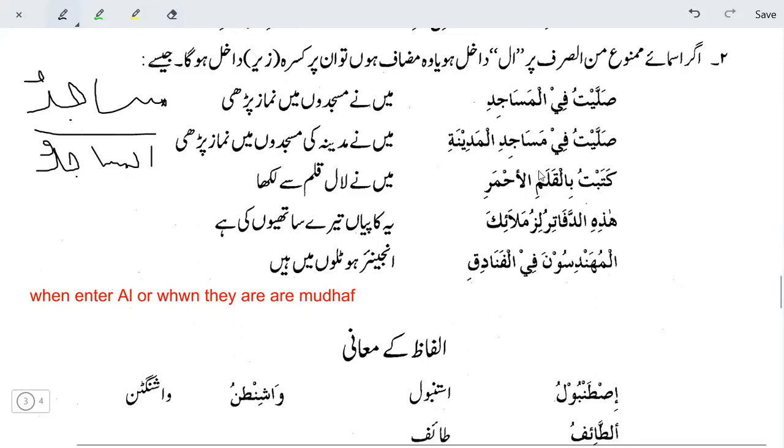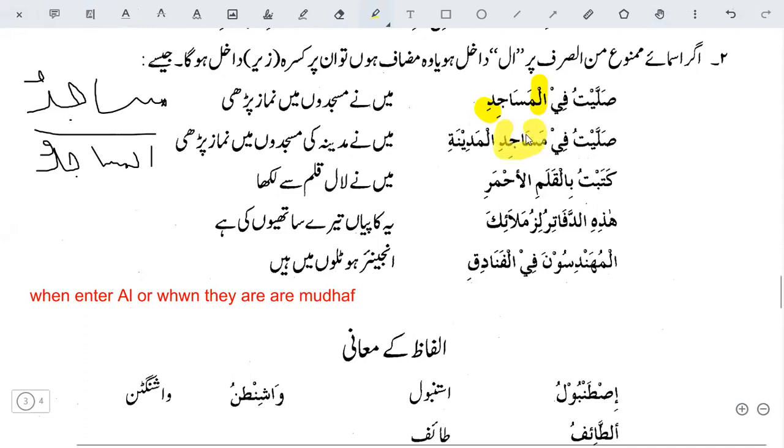Or when it is mudaf. Sallaitu fil masajidi. So here, there is alif lam. So it can take kasra. Fil masajidi.